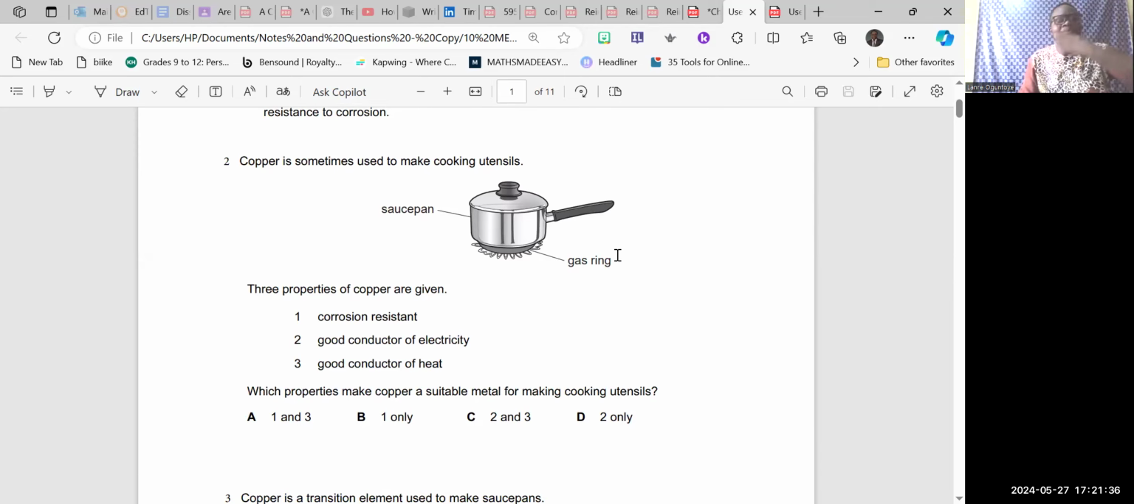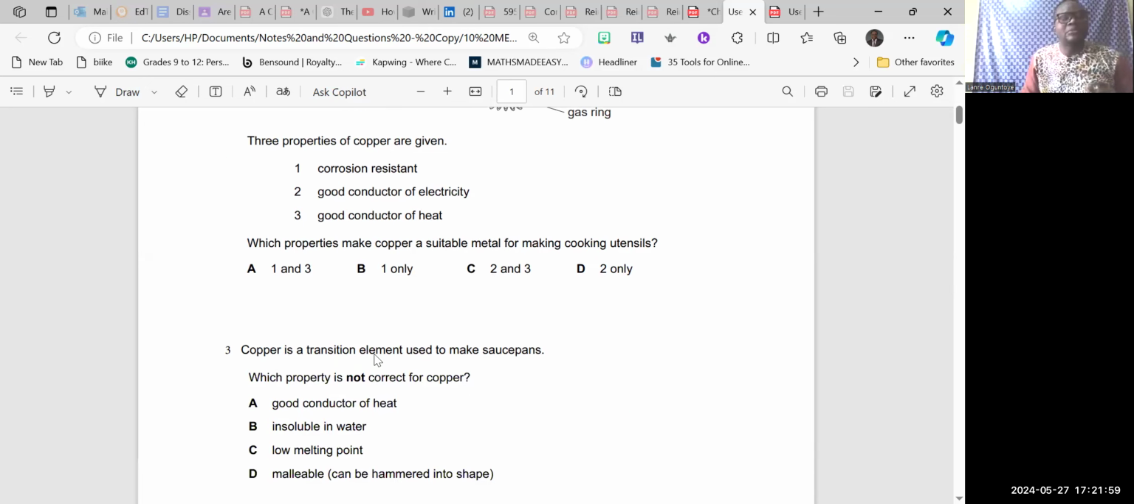Number two, quickly. Three properties of copper are given there. Which property makes copper a suitable metal? Yes, Farida. I think the answer is A, 1 and 3. 1 and 3: corrosion resistant, good conductor of heat. As a cooking pot, it is a good conductor of heat. So 1 and 3 are correct.